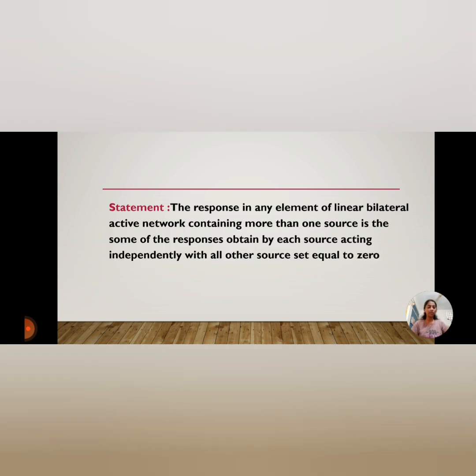Statement of the superposition theorem. The response in any element of a linear bilateral active network containing more than one source is the sum of the responses obtained by each source acting independently, with all other sources set equal to 0.